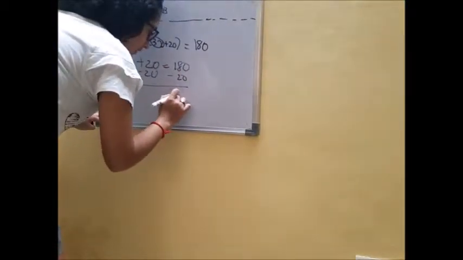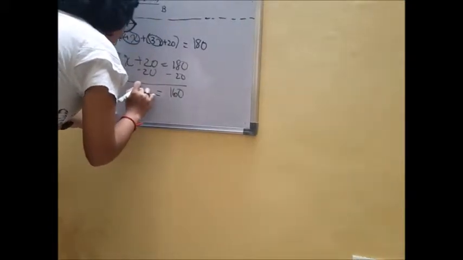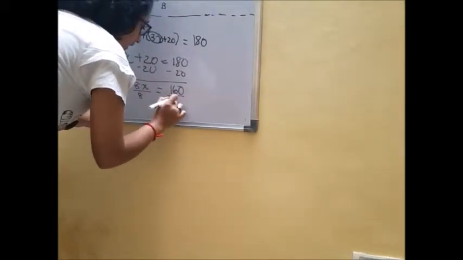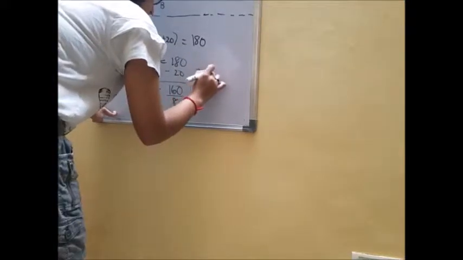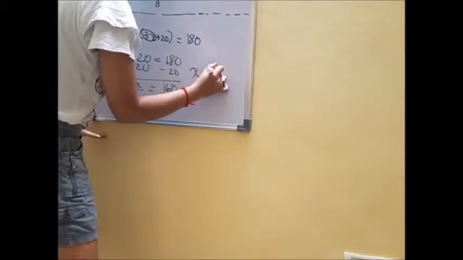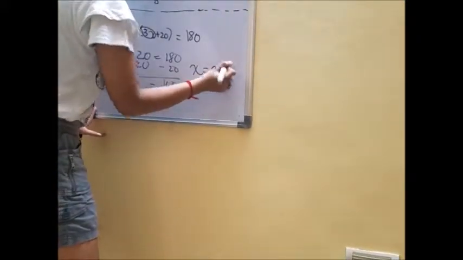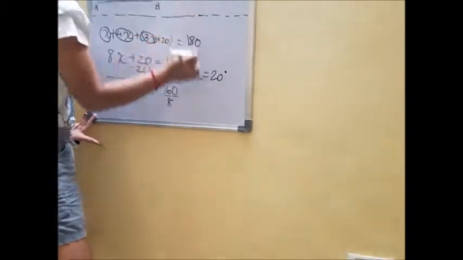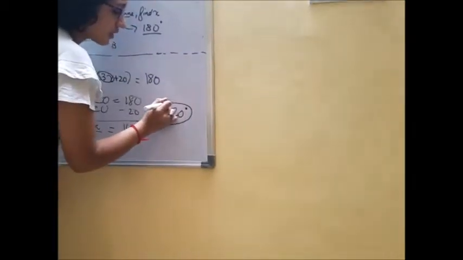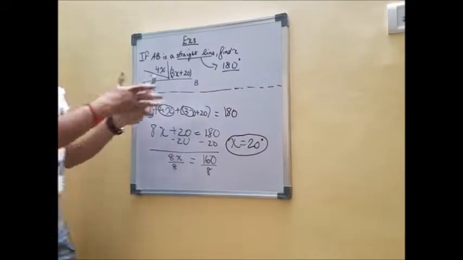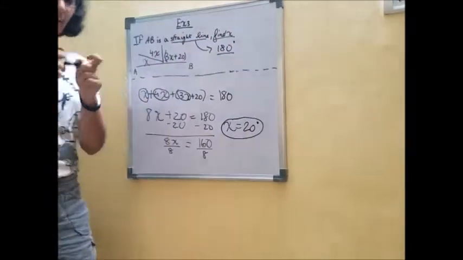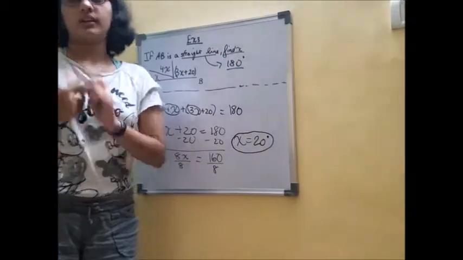And I'm going to get 160 equals 8x. Divide by 8 on both sides. x is equal to 160 by 8, which will be 20 degrees. Always remember the unit. In this case, it's a degree. This will be your final answer. So over here, it's just like find x. They didn't say find the angle, so you just have to stop over here.